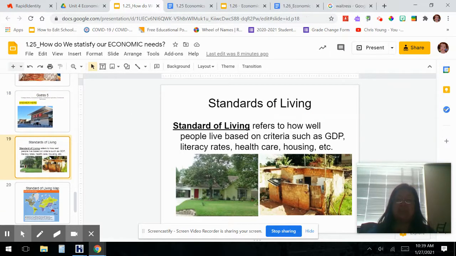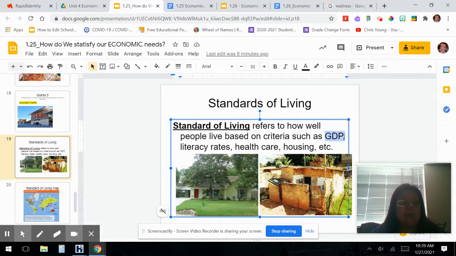Okay, standards of living. Standard of living refers to how well people live based on criteria such as GDP, which means like the money, how rich or poor the country is. Literacy rates. Literacy means that you are able to read. Healthcare. So if you are on campus here at school, we have a nurse. So if you're not feeling well, you could go and see the nurse. So everyone on campus has access to healthcare. Yay.